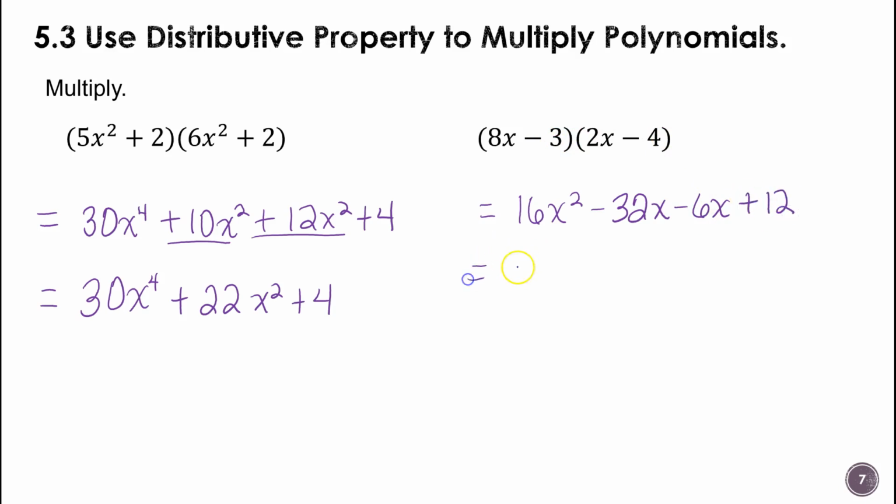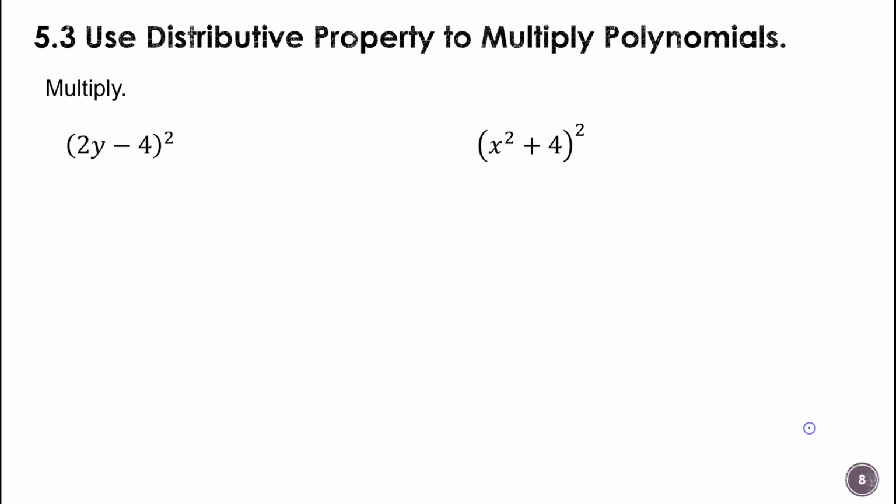Once again, I combine my like terms, the two terms in the middle, negative 32 and negative 6 on the x's. So that's negative 38x plus 12. All right, we're just really practicing here. Now, when we have these written to an exponent of 2, then we write them out twice. 2y minus 4. You know what? We better just stop here, and I'll pick this up on the next video because it's getting kind of long. So I will start on this slide on the second video.